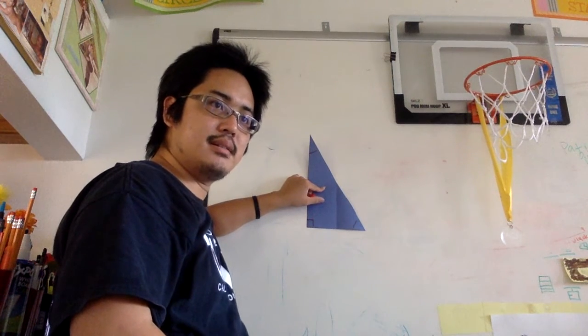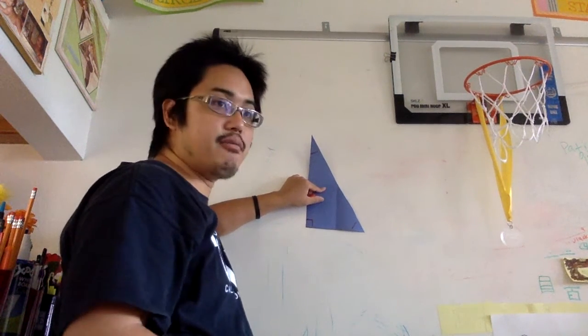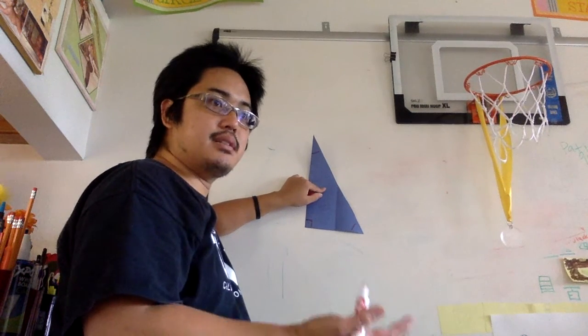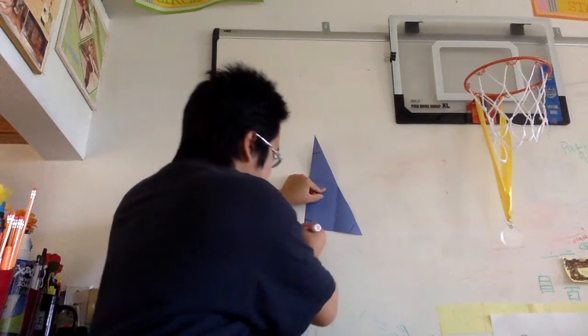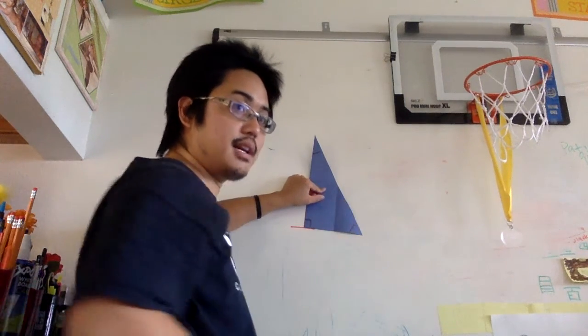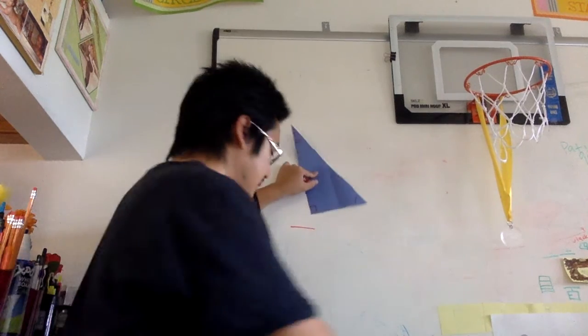Does that make sense? It's exactly half of 180. 180 divided by 2 is 90, and so here's the 180, and so halfway there is 90. Does that make sense? Yes. Okay, good.